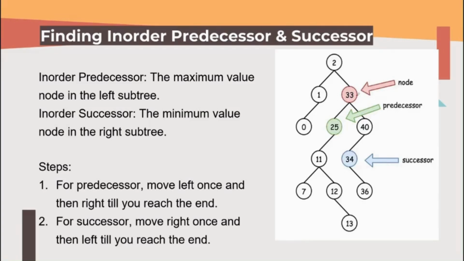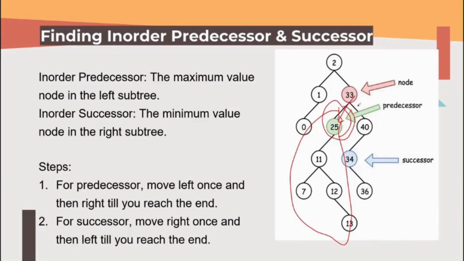The in-order predecessor of 33: we need to check the left side of the node. That means we are going to check this subtree. In this subtree, what is the largest value present? That is called the in-order predecessor. Here 25 is the largest value, so this is the in-order predecessor.